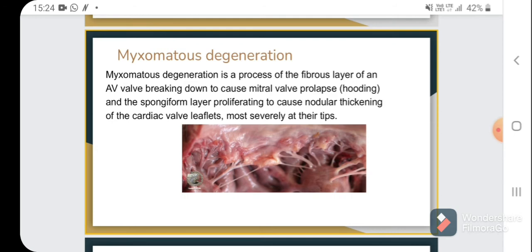Okay, what are the gross morphological features? Gross morphological features of myxomatous degeneration are characterized by voluminous and thickened leaflets; the valve becomes large in size and thickened in both axes. This entity involves not only the valve, it also involves the chordae tendineae, which also become thickened, elongated, and sometimes get ruptured.